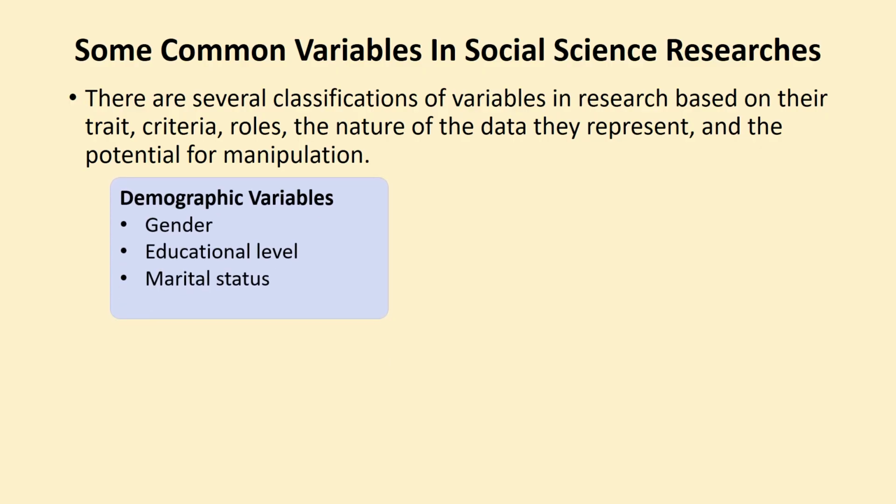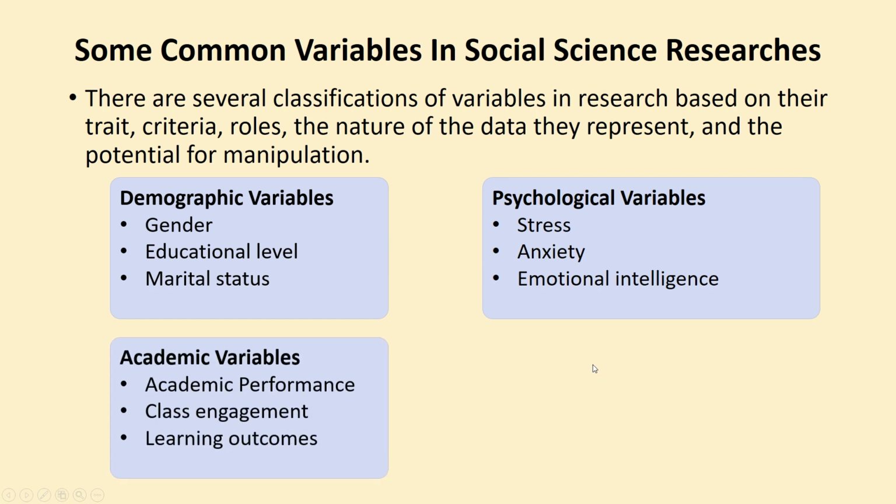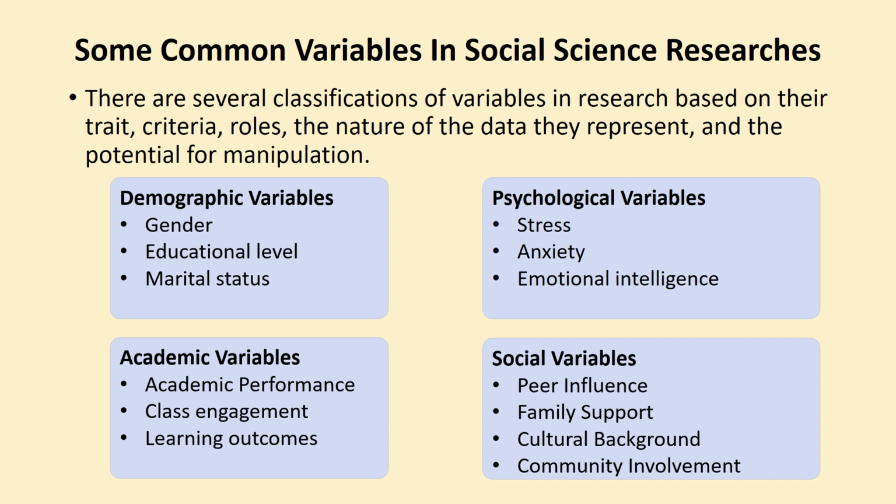For example, demographic variables: gender, educational level, marital status. Psychological variables: stress, anxiety, emotional intelligence. Some academic variables: academic performance, class engagement, learning outcomes. Social variables: peer influence, family support, cultural background and community involvement. So, these are some variables that I have just shown you, that you have to identify in your research and define also, and these are helpful in making sense out of your research.